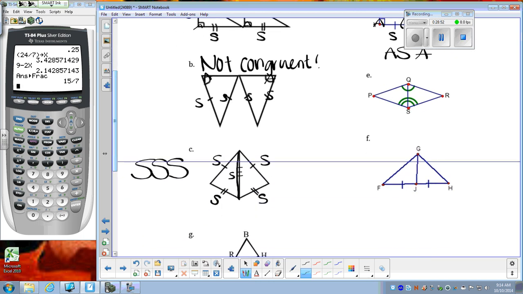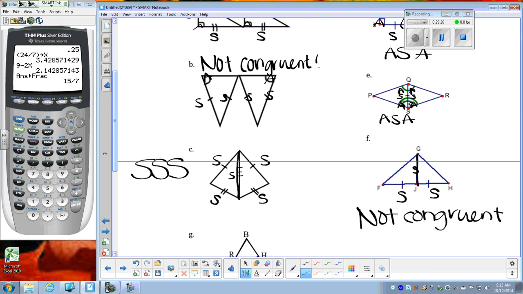Here I have PQS congruent to angle RQS, so there's an angle. I have the side they both use. And then I have PSQ congruent to RSQ. So these two are angle, side, angle. With this one, I know FJ is congruent to JH. And I know both triangles use JG. So there's another side. But I don't know anything else, so these are not congruent because all I have are two pairs of sides congruent to two pairs of sides.